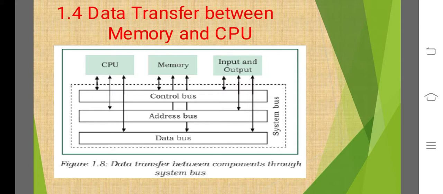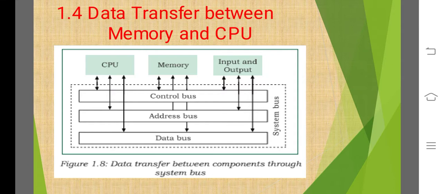A data bus is bidirectional, but the control bus and address bus are unidirectional. Bidirectional means both sides, the data can be transferred from both sides, and unidirectional means only one direction, it should be transferred through one direction only. That is, data bus can move from CPU to main memory and main memory to CPU, but control bus and address bus are only unidirectional.